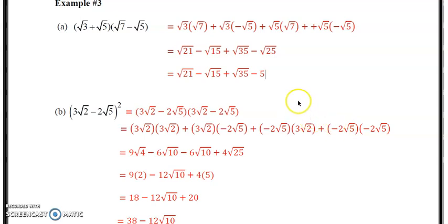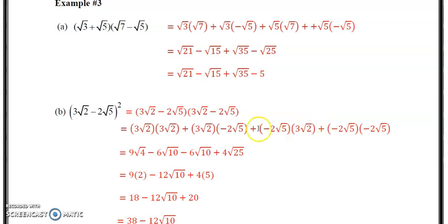Let's look at example 3B. Now this one here, we notice that it has a binomial squared. So in the first line, I've expanded it to a binomial multiplied by a binomial. So that was something we learned. Remember, we had x minus 2 squared. That was equal to x minus 2 multiplied by x minus 2. It's the same thing. Okay?